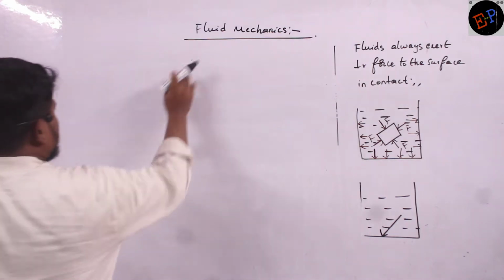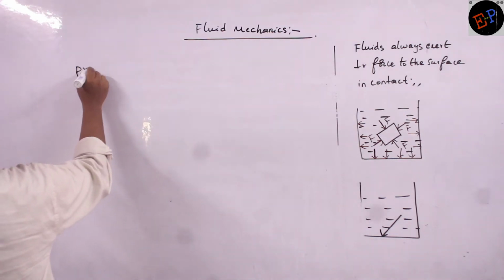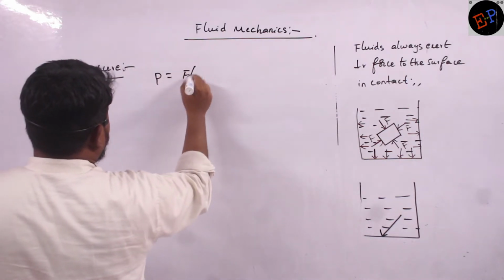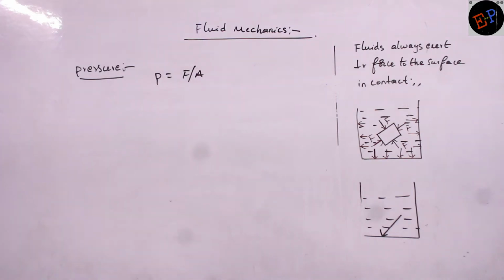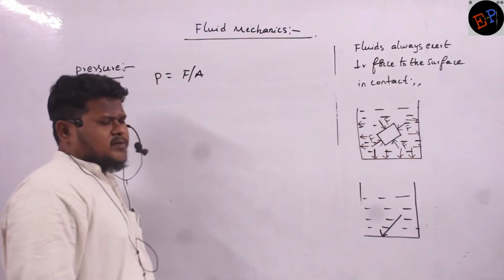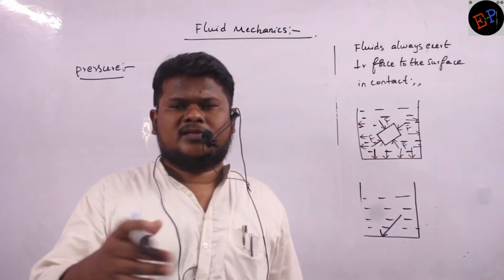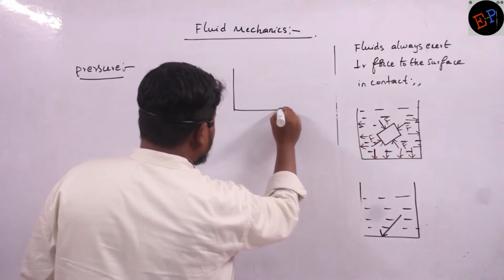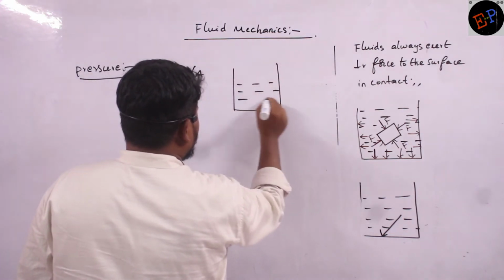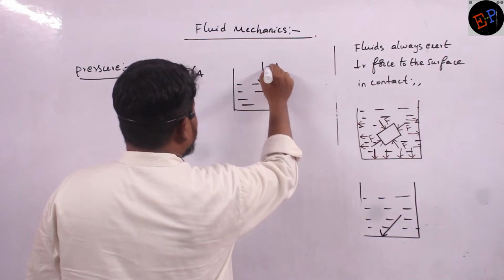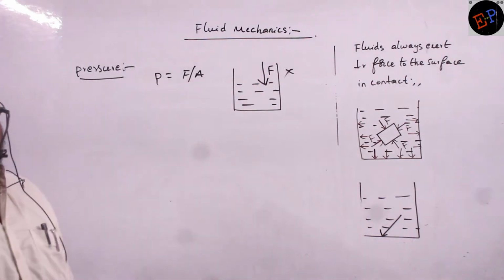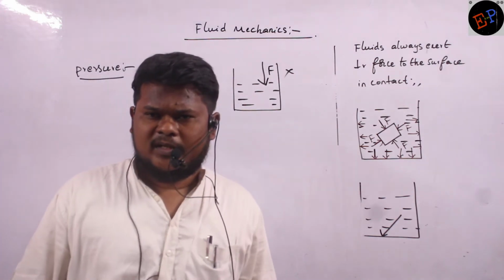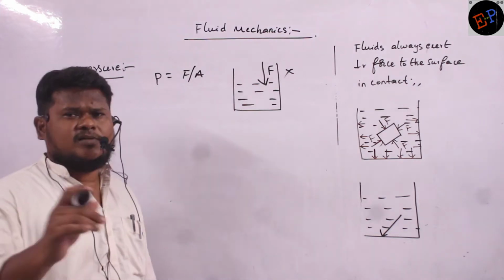So what is meant by pressure? Pressure is nothing but force per unit area. In total fluid mechanics, we generally use the term pressure instead of force. What is the reason? For example, if I take a tank of water, applying force at one point is not at all possible. We cannot apply force at a single point, because water is not a rigid body.